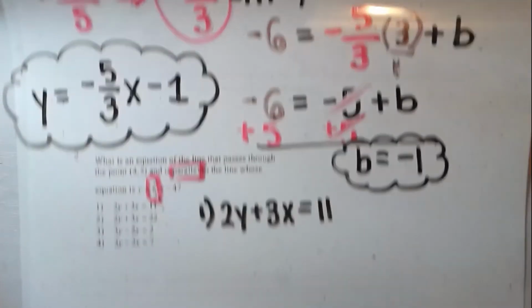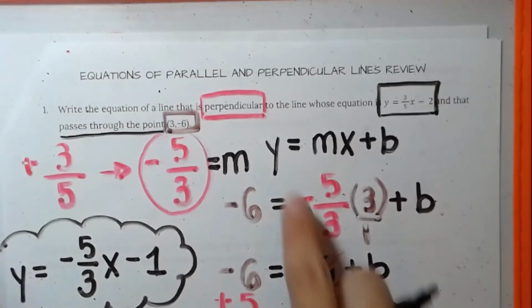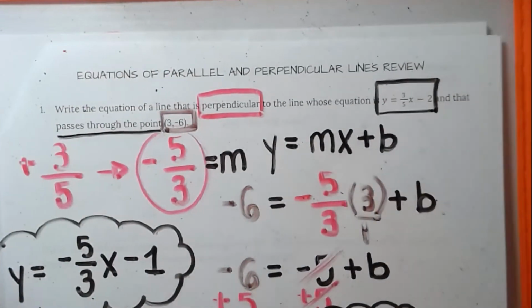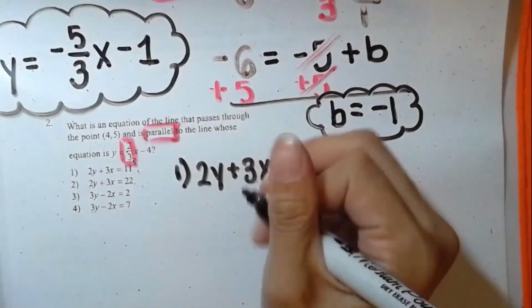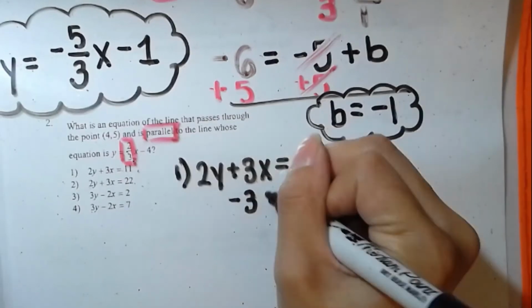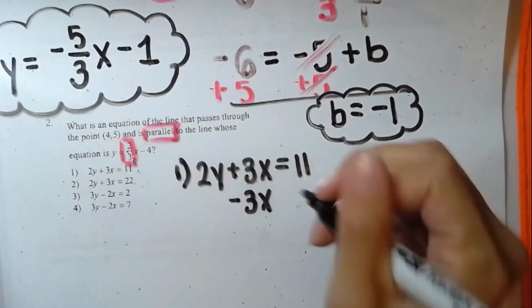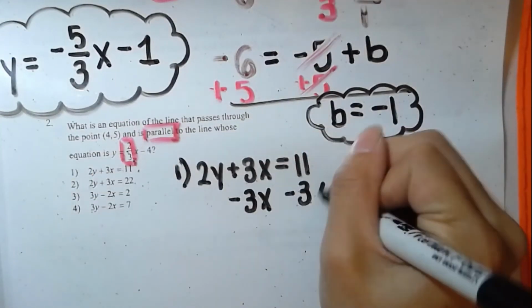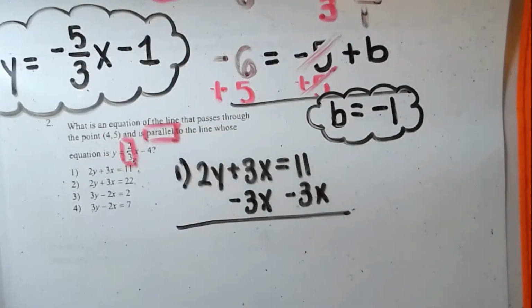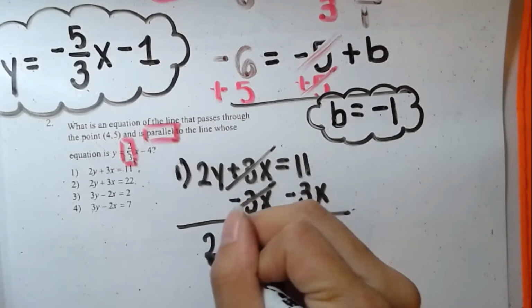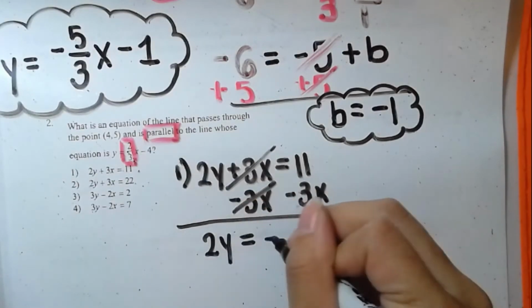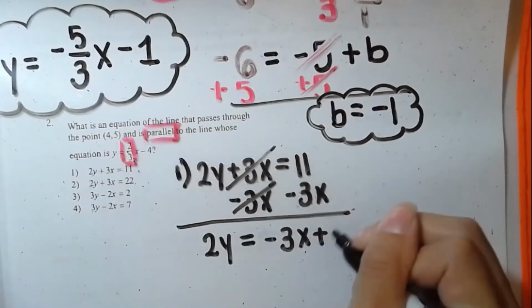Remember that that was a general format of an equation of a line. Okay, so here we're going to just look at option number 1, and we're going to work our way through all the options. We're just going to subtract 3x on both sides. So we're left with 2y equals negative 3x plus 11.